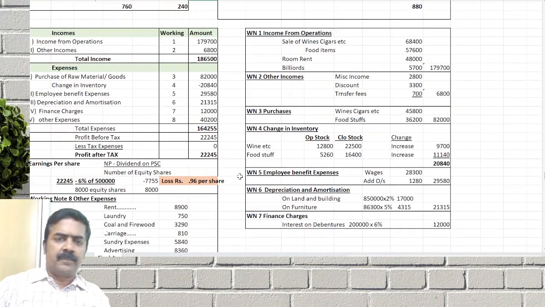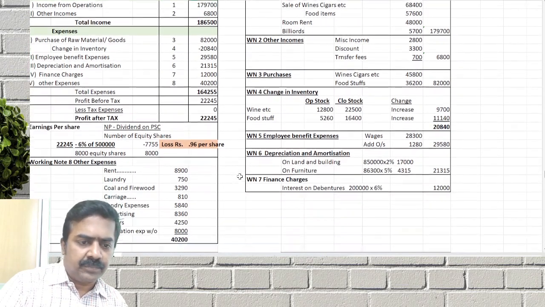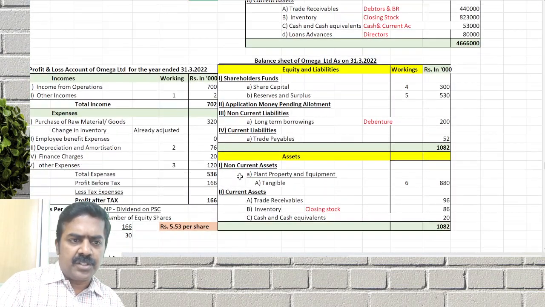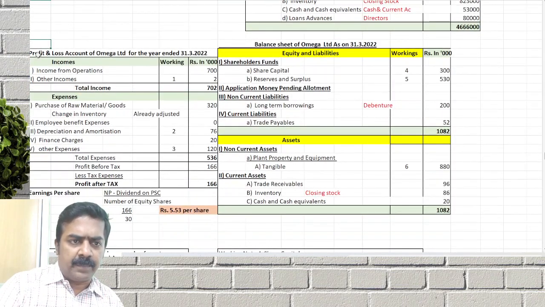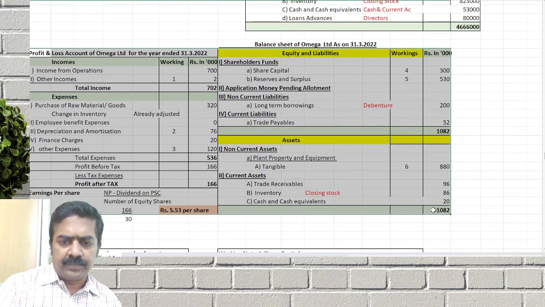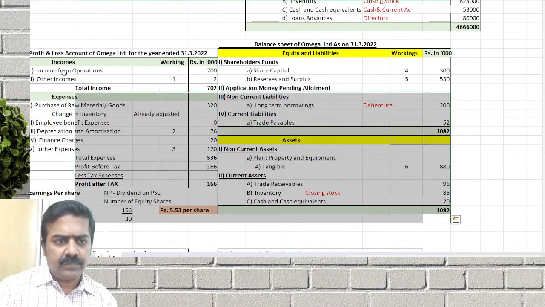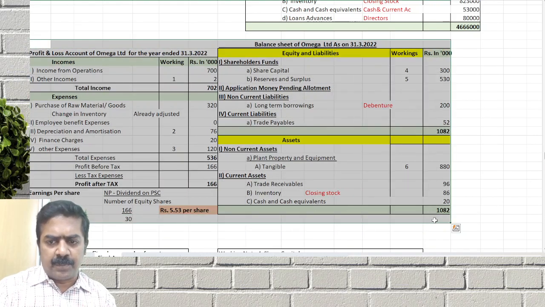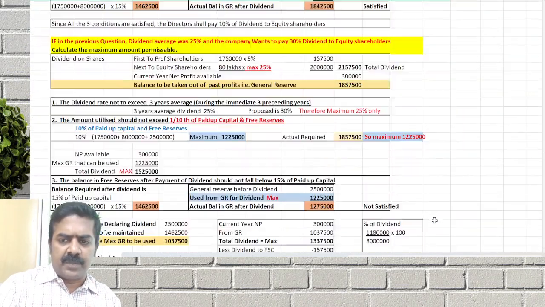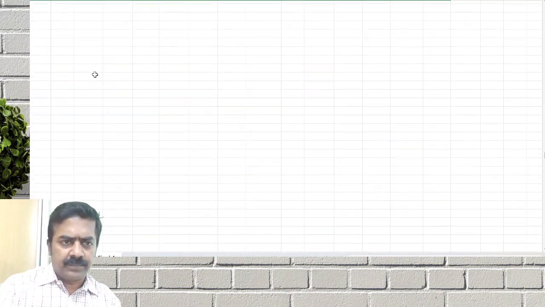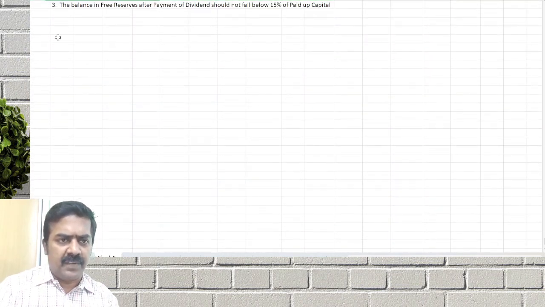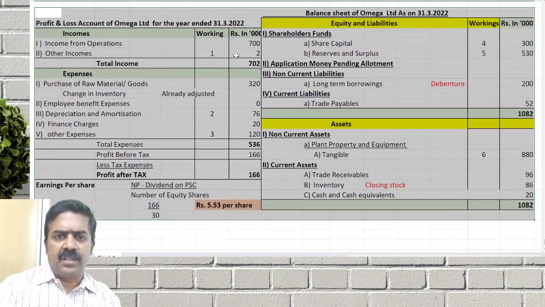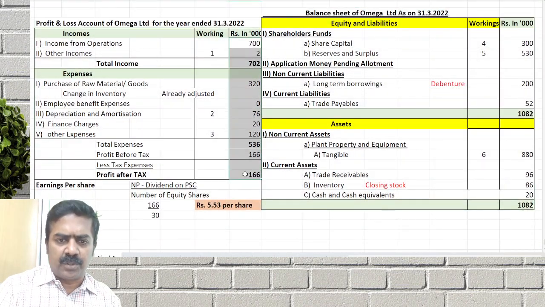So leave 2 pages gap. One for P&L account, second is for balance sheet. In this question, there is no proposed dividend. If there is a proposed dividend also, given in an adjustment, we will take it as notes to accounts.